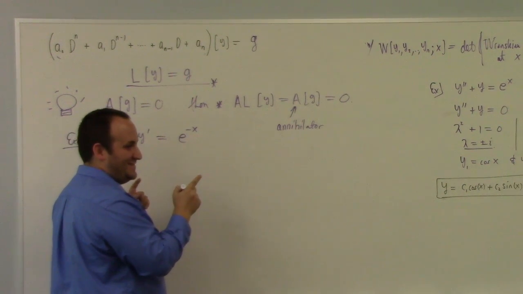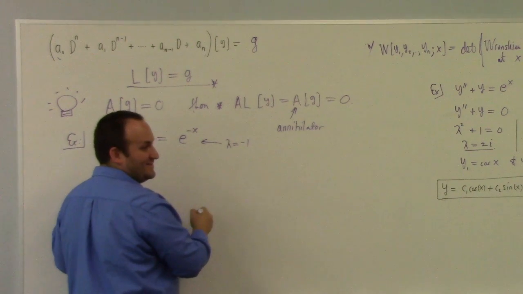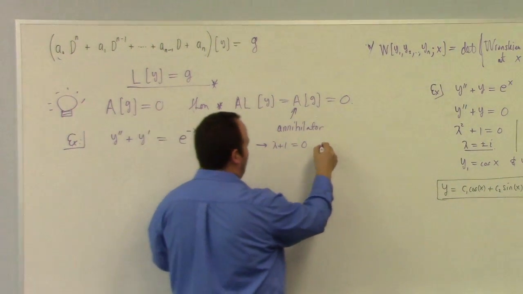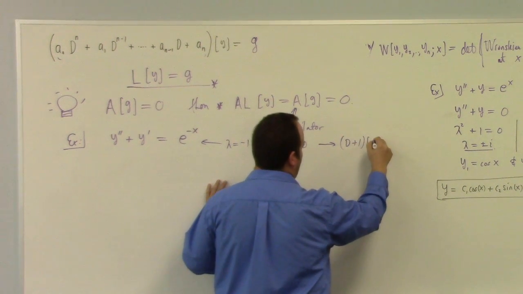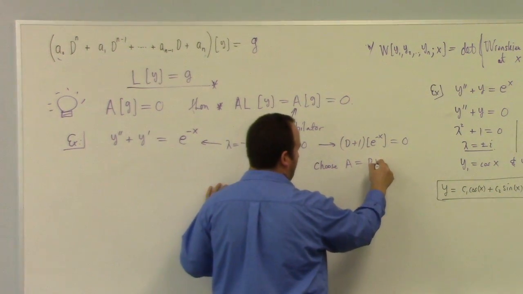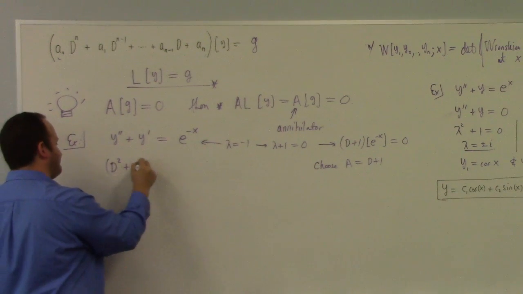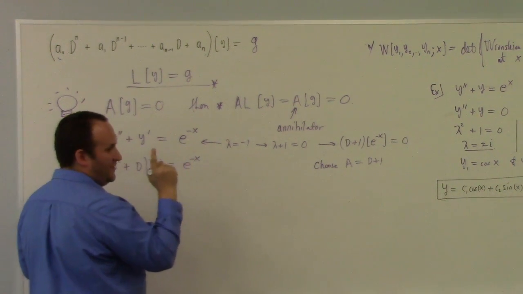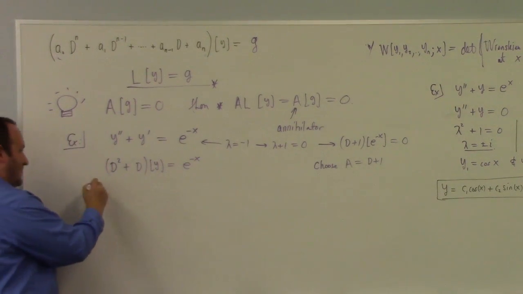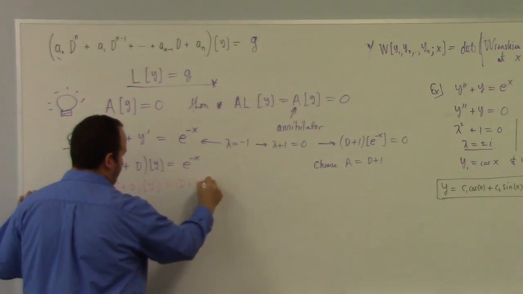Here's the thing. I already know how to solve differential equations, and I know that this is the solution to a differential equation. This is coming from lambda equals minus 1, or if you like, lambda plus 1 equals 0. To more to the point, it's D plus 1. It's a solution of this. So choose the annihilator to be D plus 1. I go back over here. This is D squared plus D acting on y equals e^(-x). I just figured out I should make my annihilator D plus 1. So let us annihilate: D plus 1 times D squared plus D acting on y equals D plus 1 acting on e^(-x).